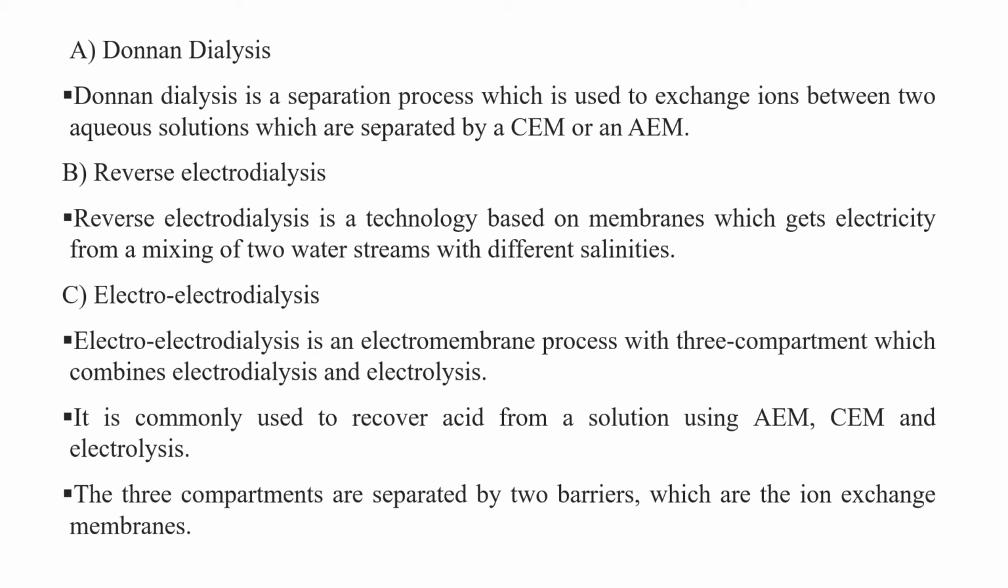And the third one is the electrodialysis, and it is an electromembrane process with three compartments which combines electrodialysis and electrolysis, and it is commonly used to recover acids from solution using anion exchange membrane, cation exchange membrane, and electrolysis, and the three compartments are separated by two barriers which are the ion exchange membranes.